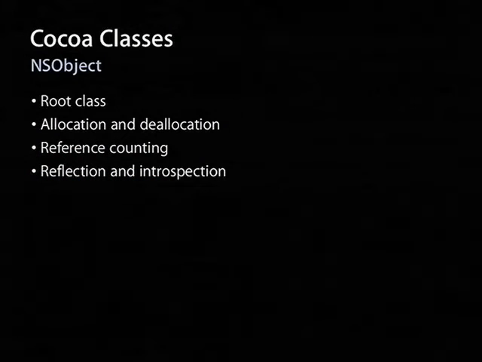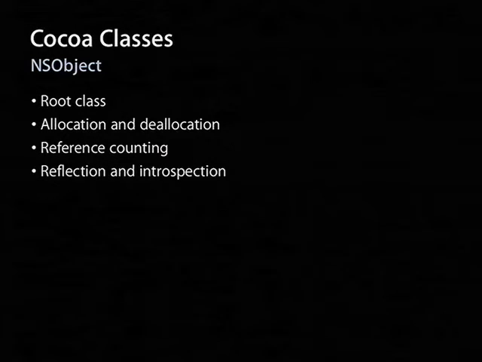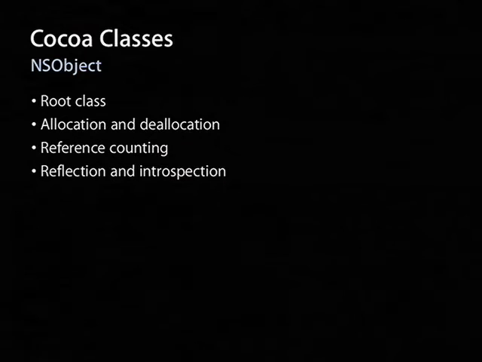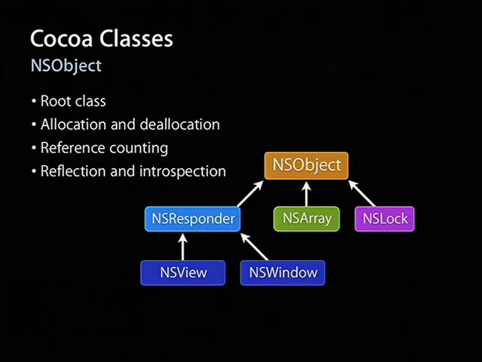Well, first we have to talk about the class hierarchy of Cocoa, right? Cocoa has, for most use cases, a single root class, which is NSObject. And NSObject provides facilities like allocation and deallocation, reflection, some logging, and reference counting for memory management. So here's part of the class hierarchy of Cocoa, a very small part. NSObject is at the root.